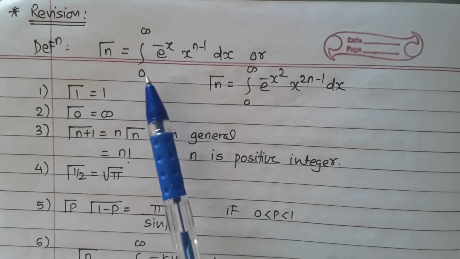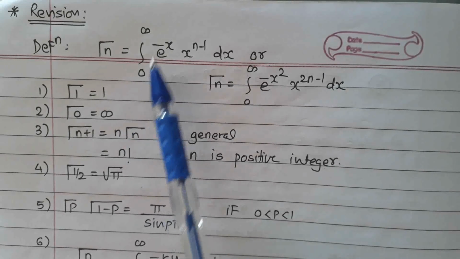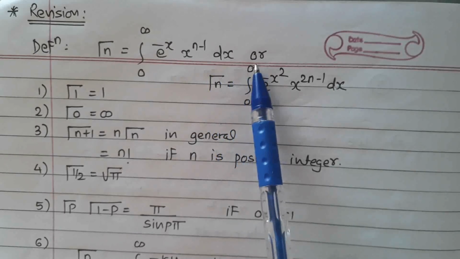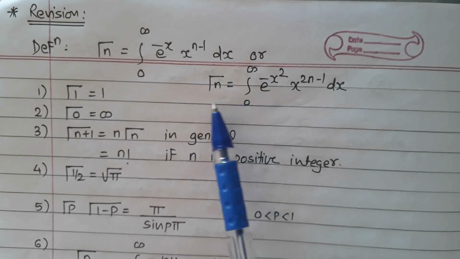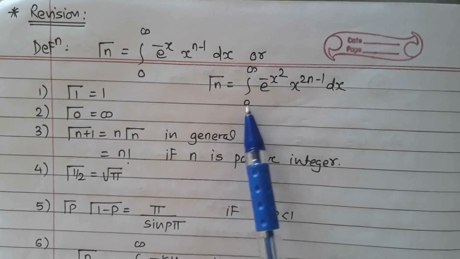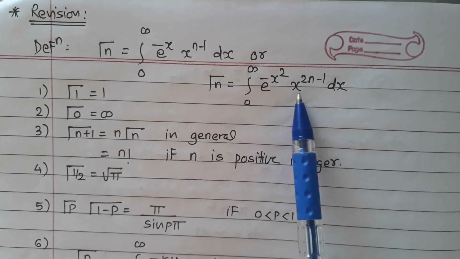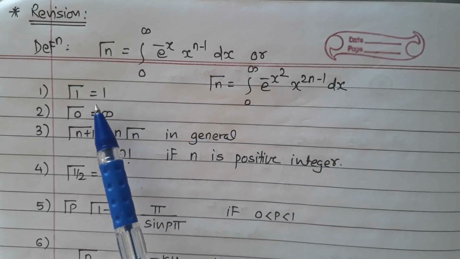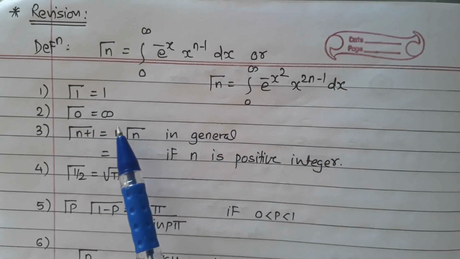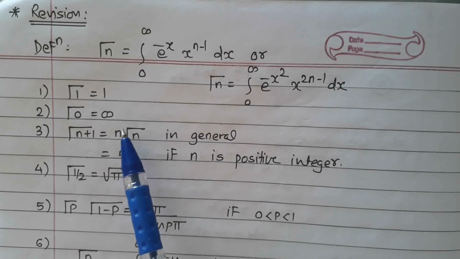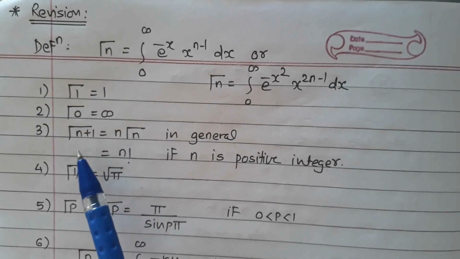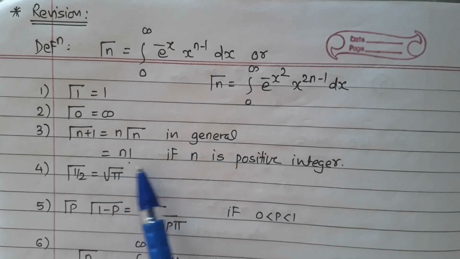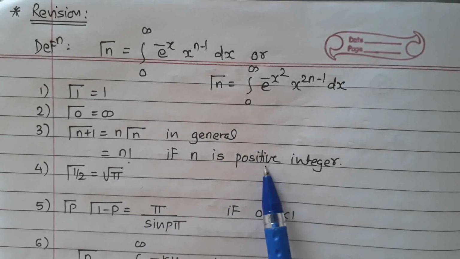The definition of the gamma function is gamma n is equal to integral 0 to infinity e raised to minus x, x raised to n minus 1 dx, or the alternative definition, gamma n is equal to 2 times integral 0 to infinity e raised to minus x square, x raised to 2n minus 1 dx. The value of gamma 1 is equal to 1. Gamma 0 is infinity. Reduction formula for the gamma function: gamma n plus 1 is equal to n gamma n in general, and n factorial if n is a positive integer.